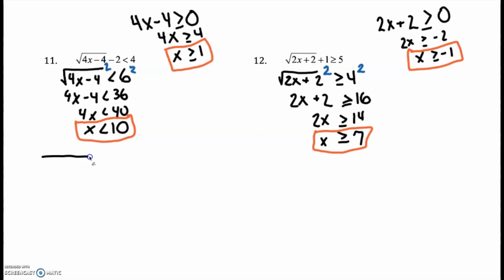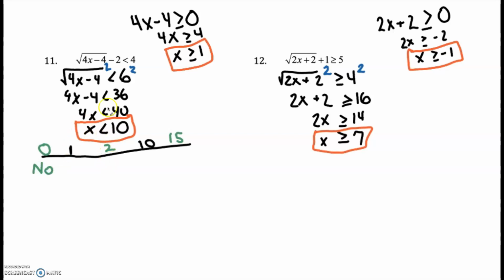I'm just going to make a quick little number line here, putting the 1 and the 10 here. So what you can do is pick some numbers that are in between those. I'll use 0, I'll use 2, and 15. And these are the numbers I'm just going to plug in to see where my solution will be. So if I put 0 in, I get 4 times 0, which is 0, minus 4, so I get a square root of -4. That doesn't work because we have imaginary numbers, so I can say that's a no.